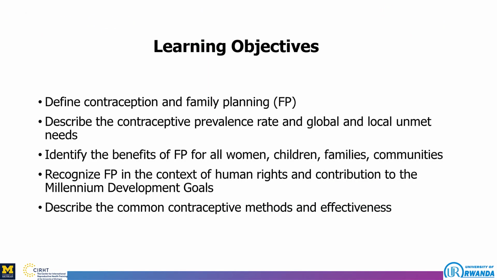Our learning objectives are to define contraception and family planning, be able to describe the contraceptive prevalence rates and the global and local unmet needs, identify the benefits of family planning for all women, children, families, and communities, to be able to recognize family planning in the context of human rights and contribution to the Millennium Development Goals, and also be able to describe the common contraceptive methods and their effectiveness.